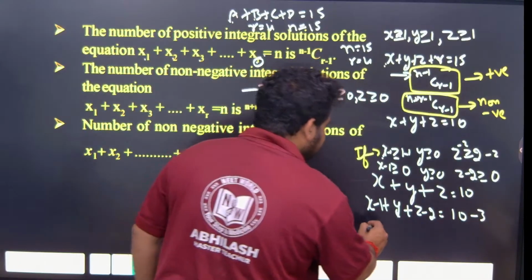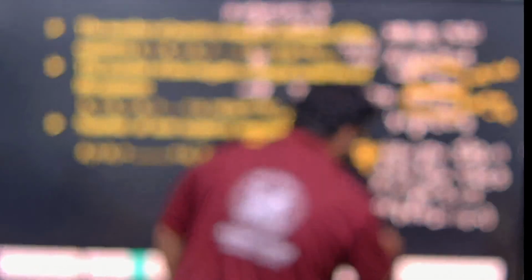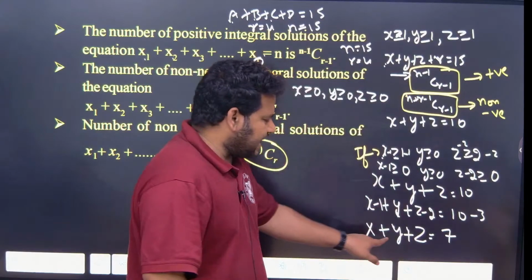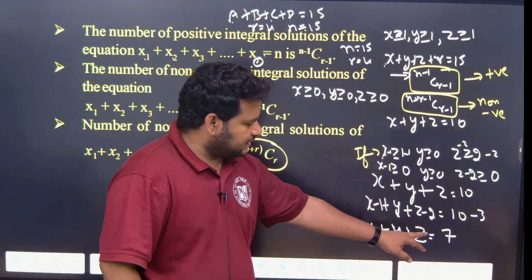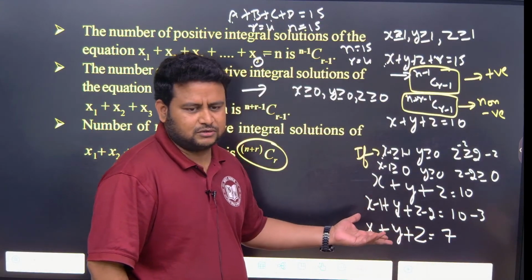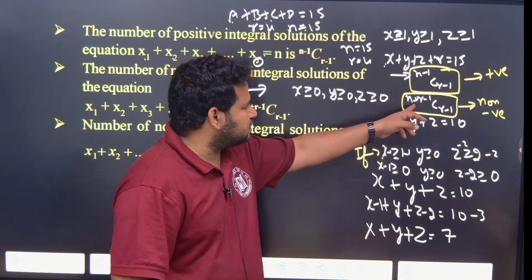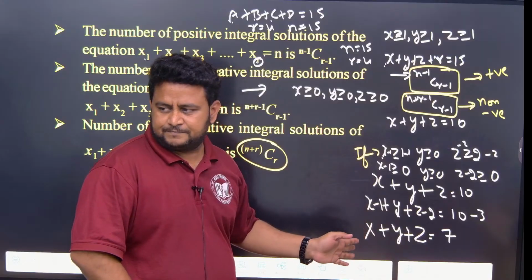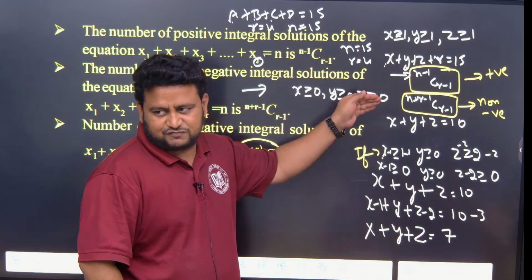Now I will have x minus 1, let me write it as capital X, y, and z minus 2, let me write it as capital Z. This is equal to 10 minus 3, which is 7. Now r is 3. N is 7. Now find the solution. How to find the solution? The second rule is n plus r minus 1 C r minus 1. Like this you can modify. You can bring it to the second form or the first form.